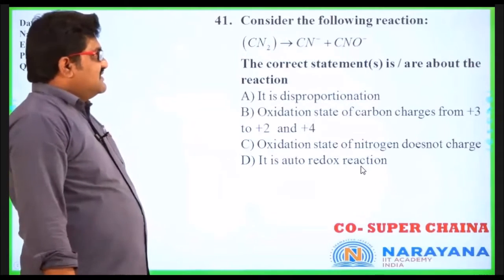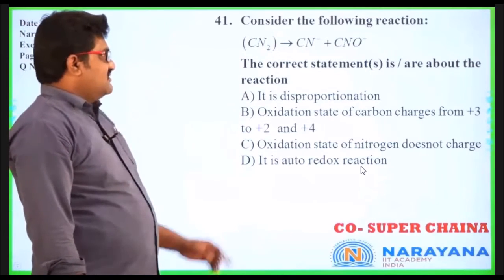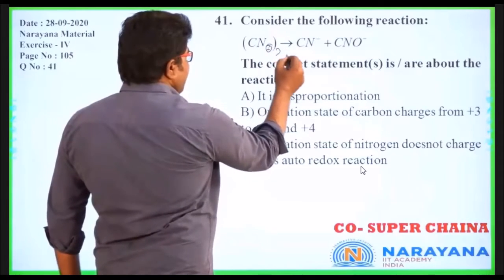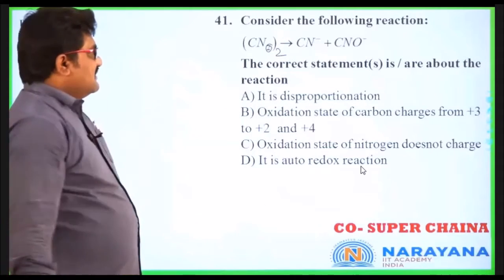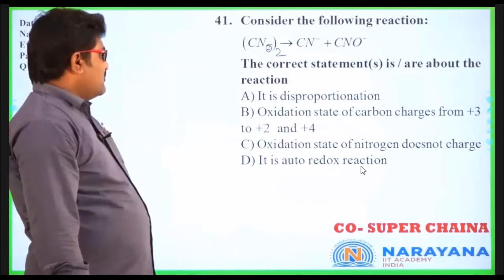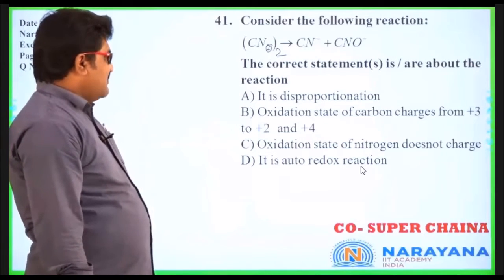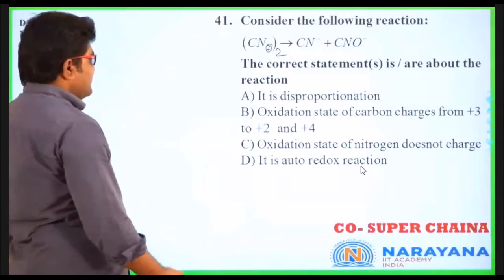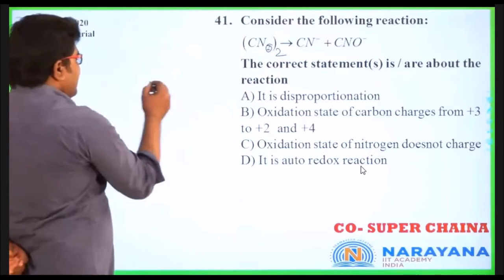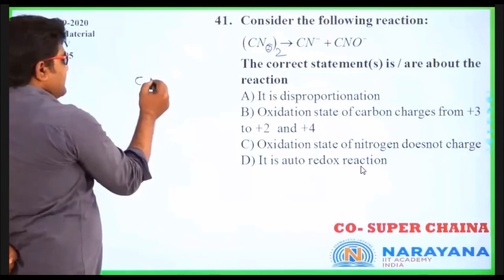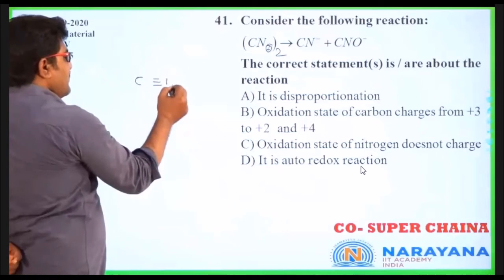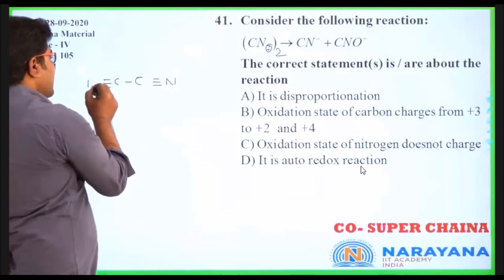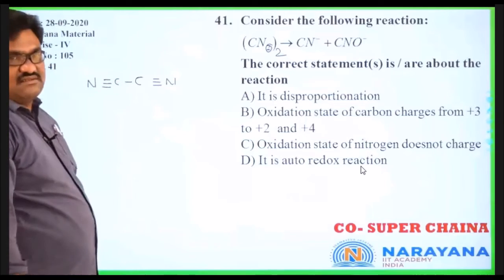Next, consider the following reaction: CN taken twice gives CN minus plus CNO minus. The correct statements about the reaction. It is a disproportionation reaction. See here, what does CN taken twice mean? C triple bond N. This is one.